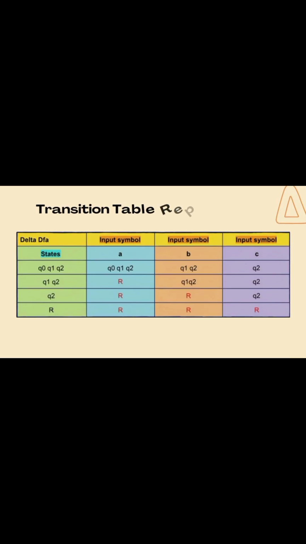This is the DFA transition table for this example. The rows represent the DFA states and the columns represent the input symbols. For example, from Q0, Q1 and Q2, on taking the input symbol A, it moves to Q0, Q1, Q2 itself. By taking the input symbol B, it goes to the states Q1 and Q2. And by taking the input symbol C, it goes to Q2.